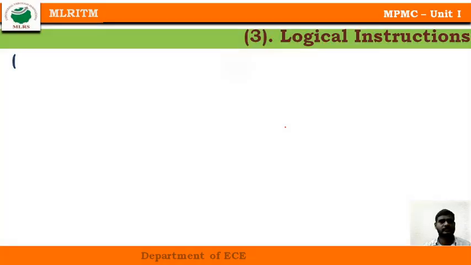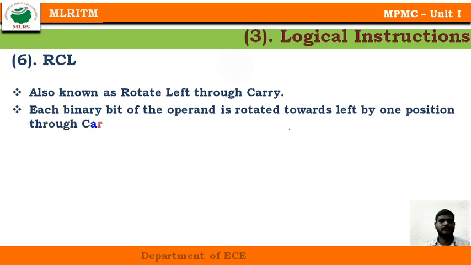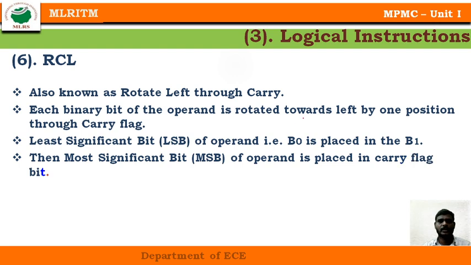Then rotate left through carry. In this, each binary bit of the operand is rotated towards the left by one position, and the least significant bit B0 is placed with B1 and so on. This operation is very similar to rotate right through the carry, but in the opposite direction.